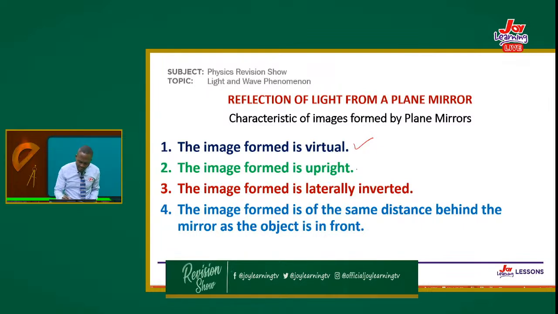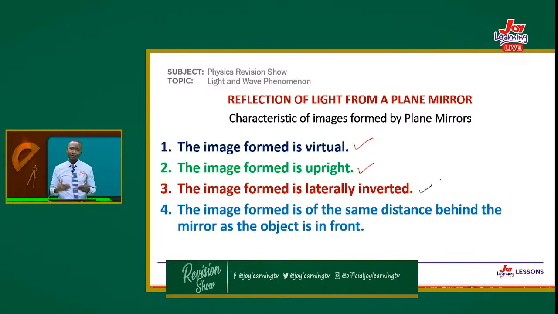The image formed is upright, which is true. You can't tell me that the last time you looked at yourself in the mirror, your head was down and your legs were up. No. You stand in front of a mirror, and the image you see is standing straight upright, just like you are. So the image is upright. The image is laterally inverted. And this is what we have to take a second look at as we go along.